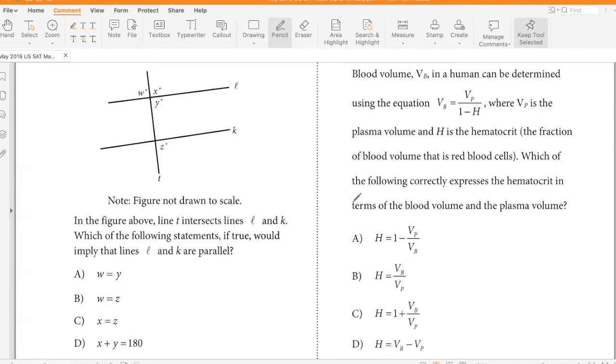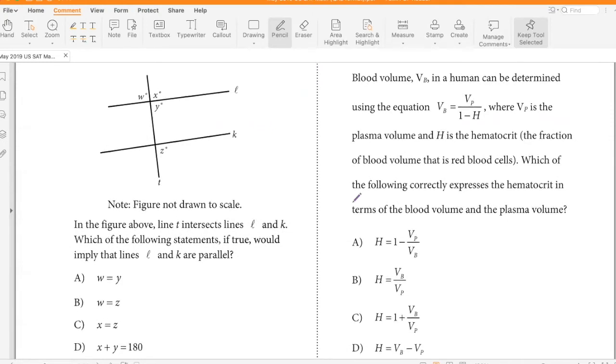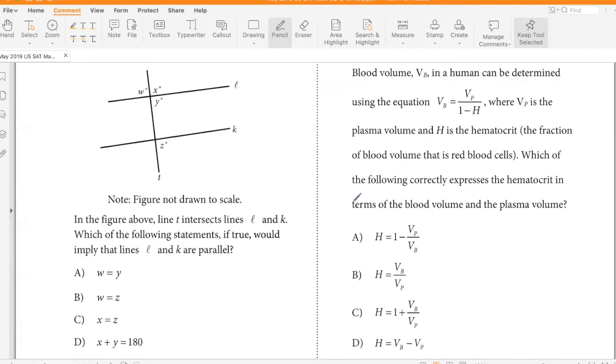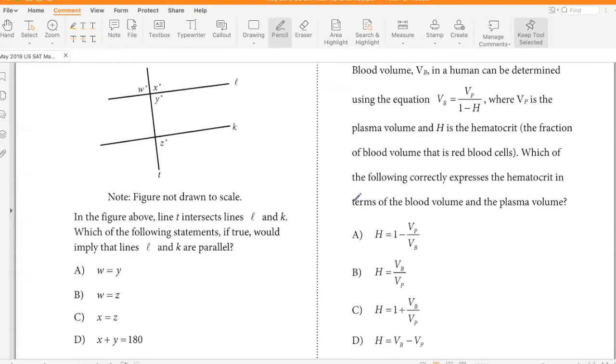In the figure above, line T intersects lines L and K. Which of the following statements, if true, would imply that lines L and K are parallel? Okay, W equal to Y is always true because they are vertically opposite. So that doesn't tell me that L and K are parallel. W equal to Z tells me that they are parallel because these are alternate exterior angles. So this should be my answer.